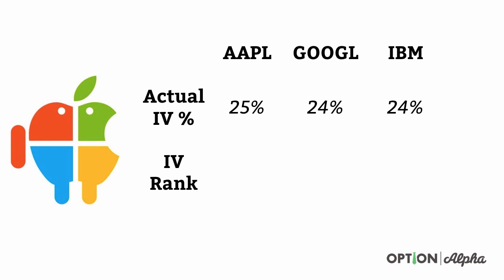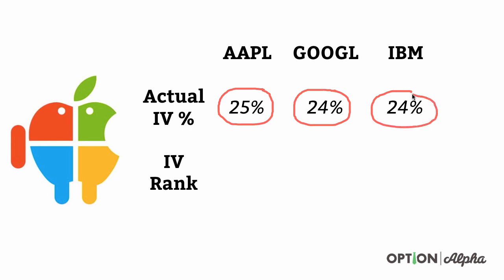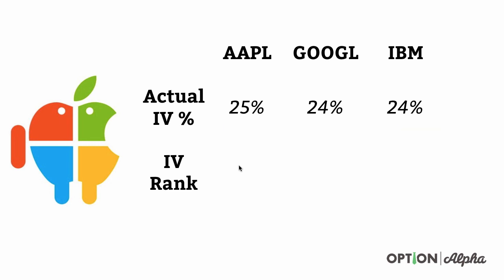So now back on our table, you can see that the actual reading for Apple, just as a review, was 25%. For Google it was around 24%, and for IBM around 24% as well. So on the outside, it looks like all three of these stocks have relatively the same level of implied volatility. And on an actual basis, they do, meaning that the market is expecting all three of these stocks to basically move about the same amount over the next year. There's no real big difference in the price percentage movement that the market's expecting.